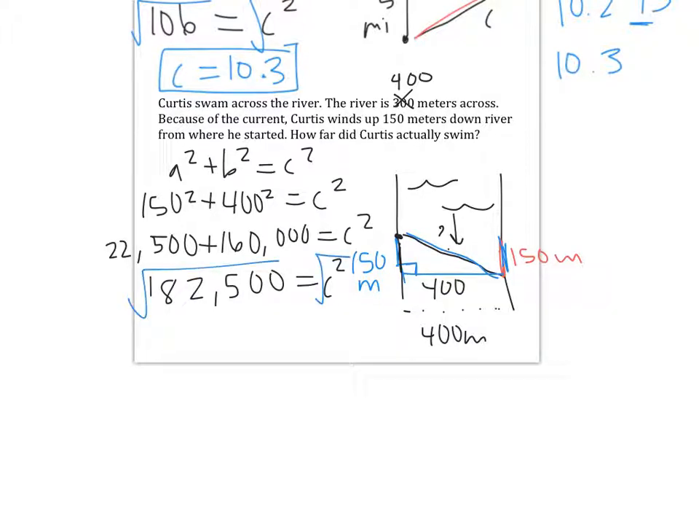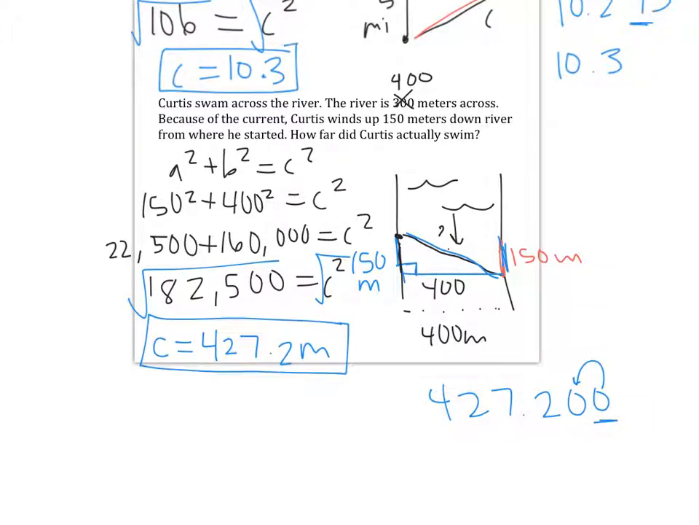And I get rounded to the nearest hundredth, so grab your calculator. Square root of 182,500, which is, I get 427.200, so that 0 keeps that 0 as it is. So the distance is 427.2 meters. So that's a lot of meters swam. Way to go, Curtis.